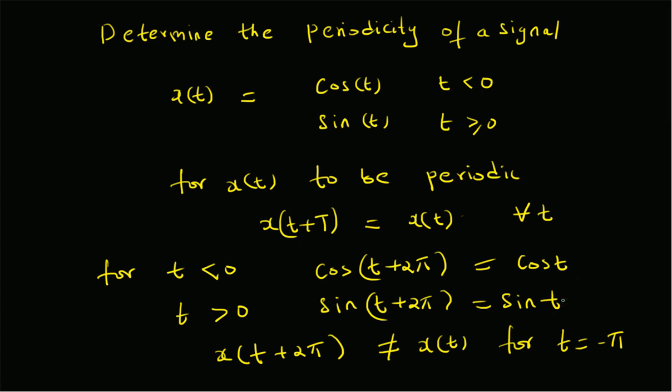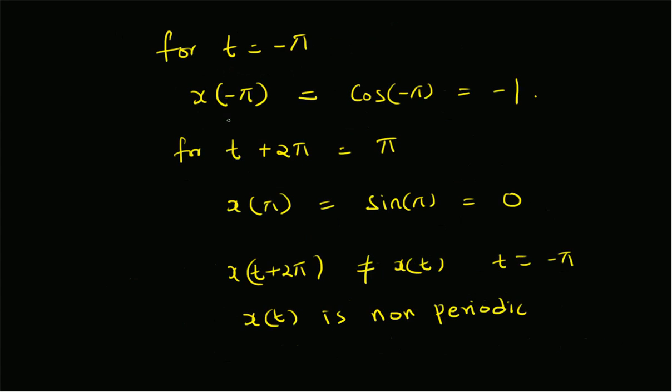It seems to be periodic, but however, at x of t plus 2 pi, when t is equal to minus pi, x of minus pi is not equal to x of minus pi plus 2 pi, that is x of pi. So x of minus pi is not equal to x of pi, because they are minus 1 and 0 respectively. So that means the definition of periodicity is not satisfied for t equal to minus pi. So that means it violates the condition required for periodicity. So x of t is non-periodic.